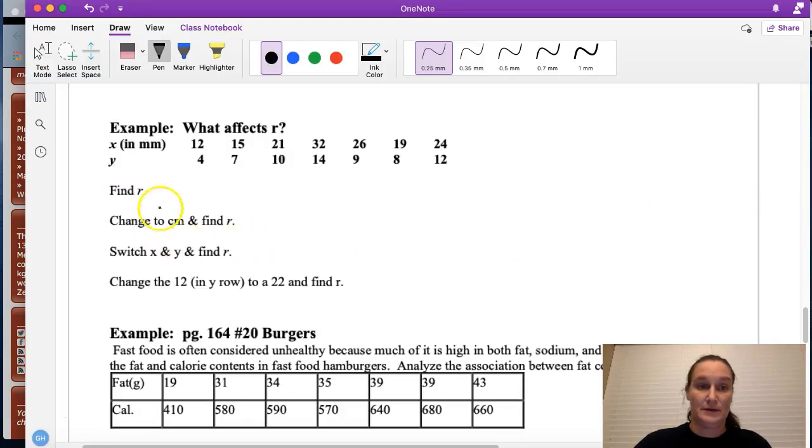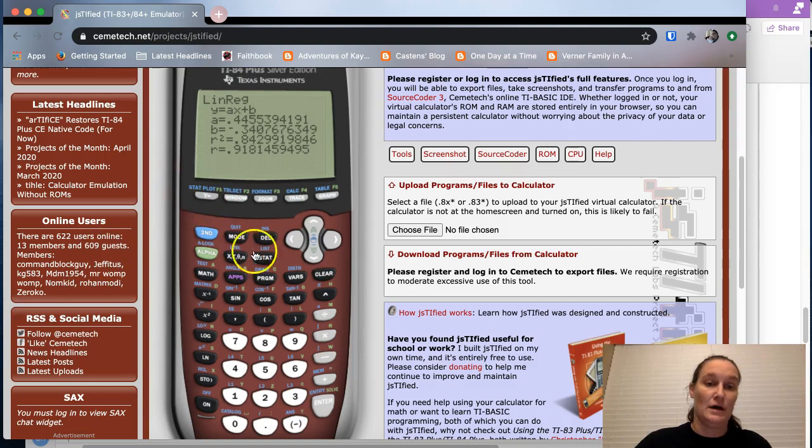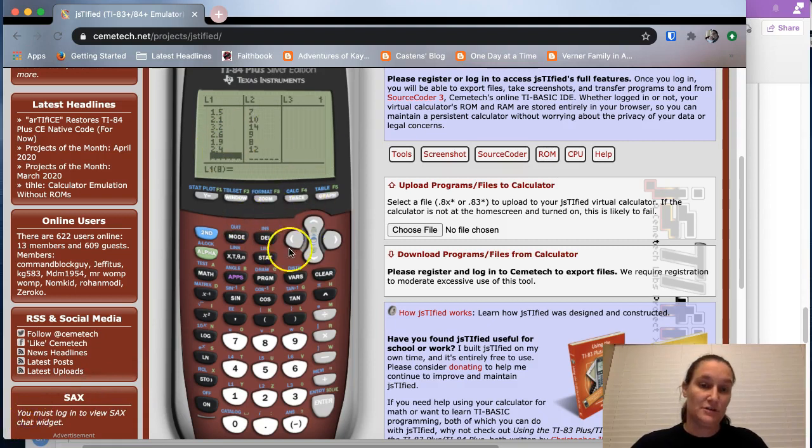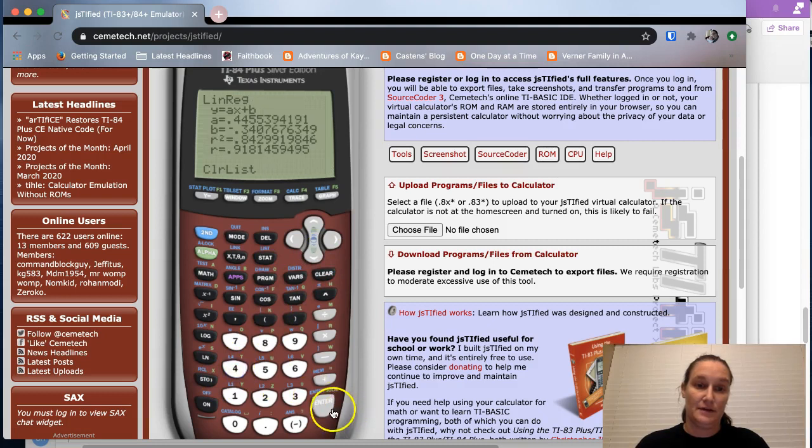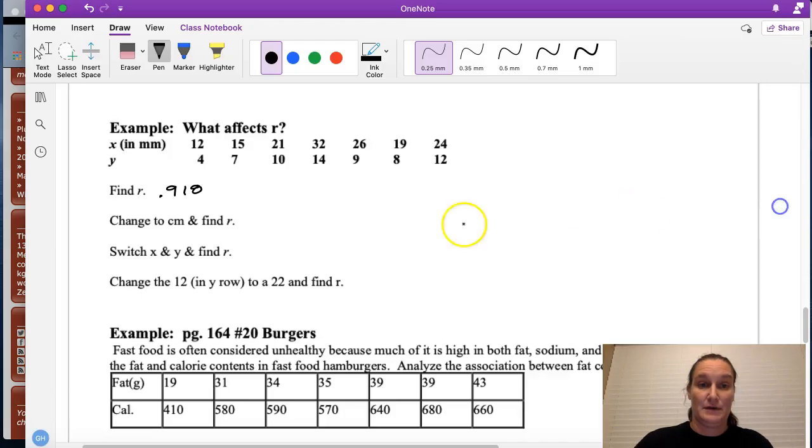All right, so I'm going to go back here. This is 0.918. Now I'm going to change it to centimeters. X was in millimeters, and we're going to change it to centimeters. That means all of these, we're going to move the decimal place 1 place. So 12 is going to be 1.2. I'm going to go ahead and do that. I changed those all to centimeters. And then I'm going to go stat, calc, linreg, enter. And my R is still 0.918.